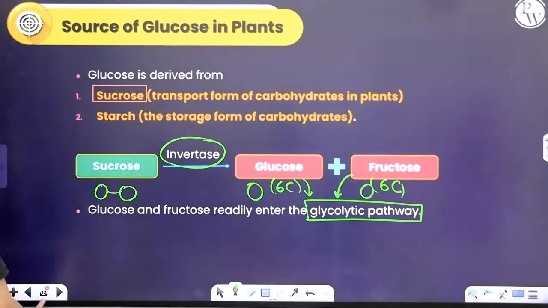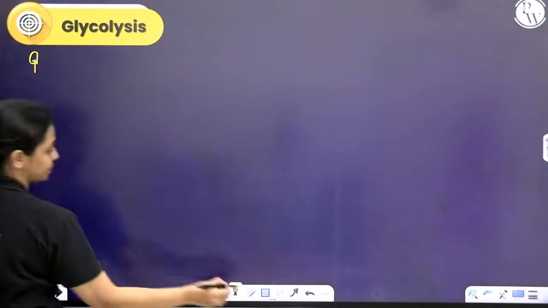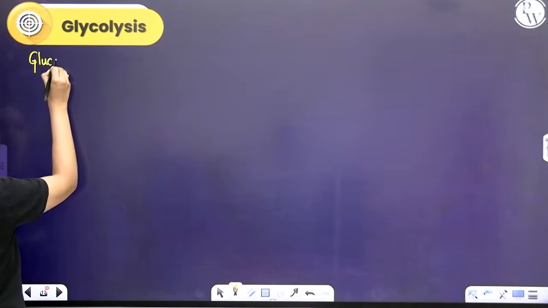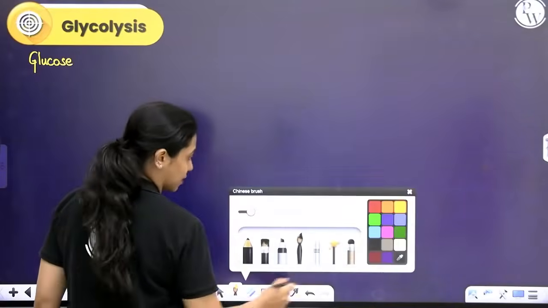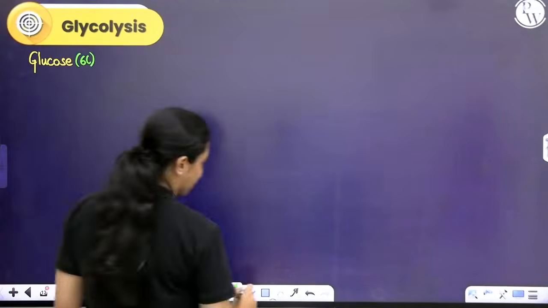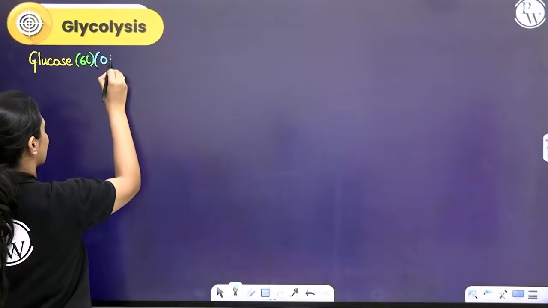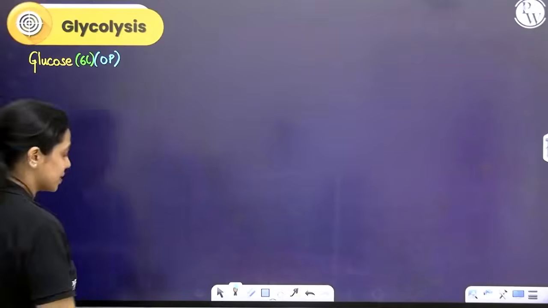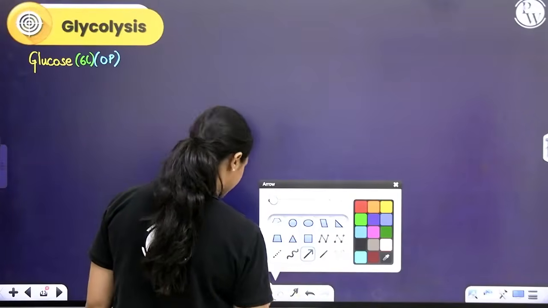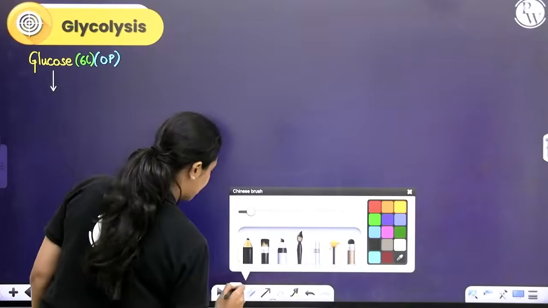Alright. In glycolysis, I told you there are a total of 10 steps, right? We have to learn about what exactly happens in each of those steps. Let's start off with the first step. In the first step, glucose, which contains 6 carbons, does not contain any phosphate, 0 phosphate. Okay. This glucose will get phosphorylated to form glucose 6-phosphate.